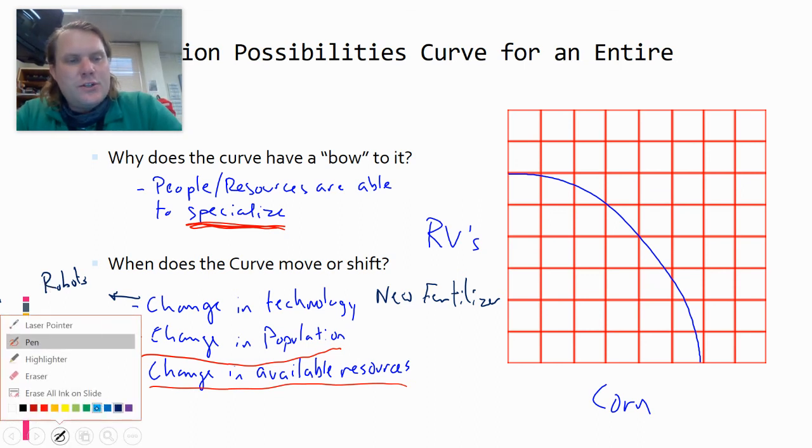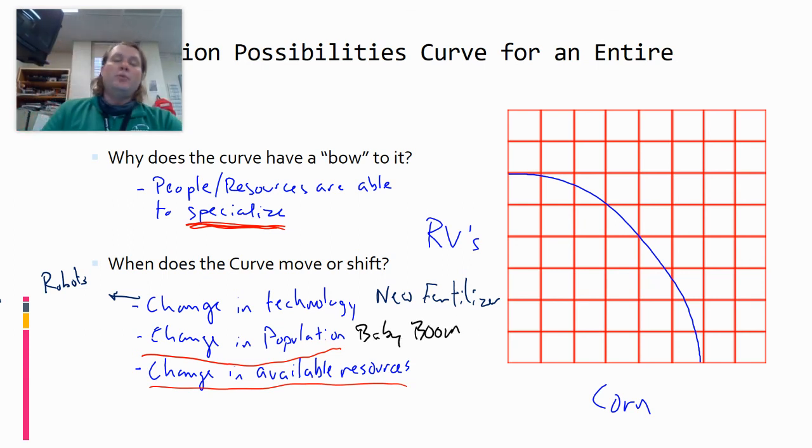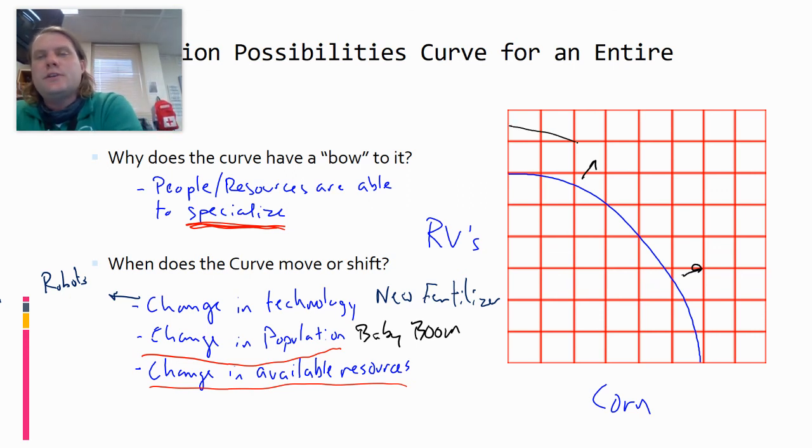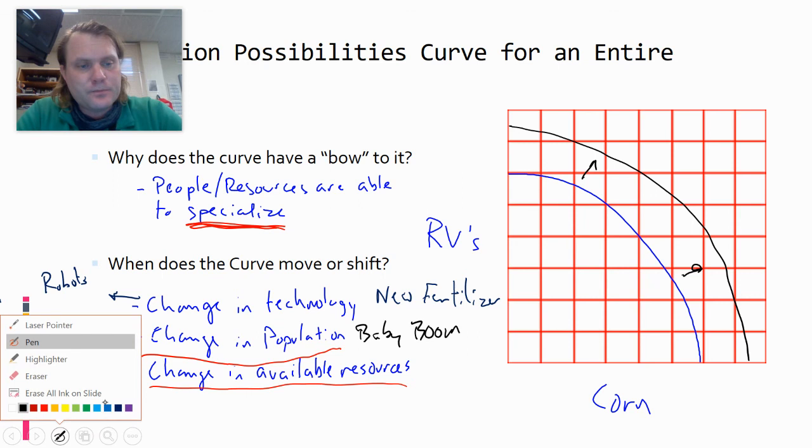We can also say, all right, that we have a change in population. So if we have a baby boom, well, what's that going to do? Well, babies, future workers, right? They're going to do both. They're going to make RVs and become farmers. And so we would say, listen, in this particular case, we can produce more. So that's our baby boom. Both sides would benefit from it.